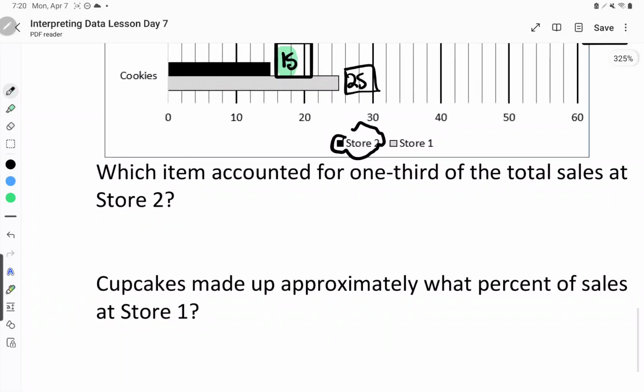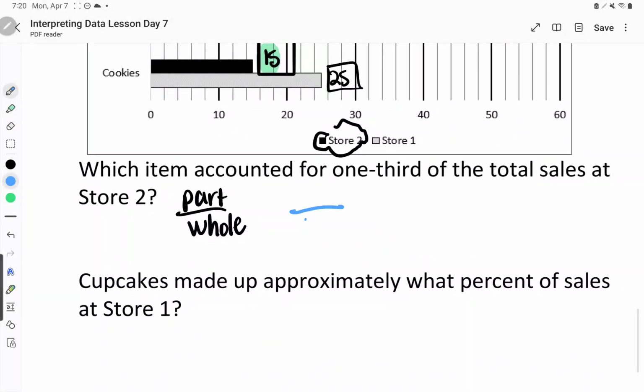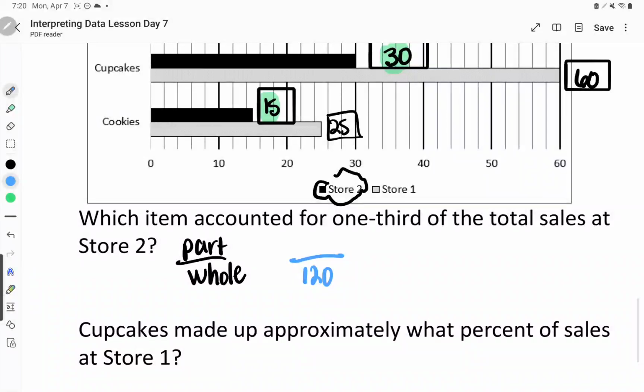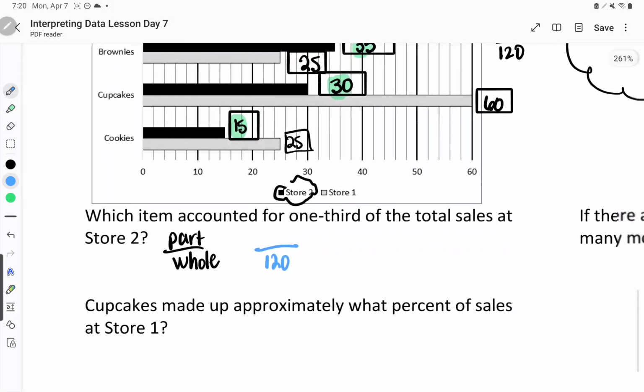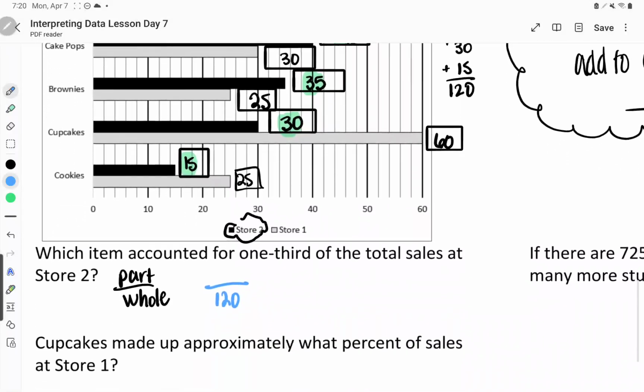Now remember, all fractions are just part over wholes. We're not setting up a percent because it doesn't ask for a percent, but all fractions are just part over wholes. So this on the bottom would be our whole, which is 120. Now, I need to know what accounts for 1/3 of the total sales.